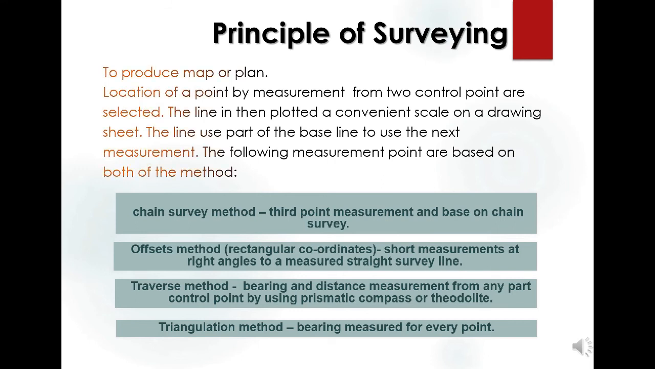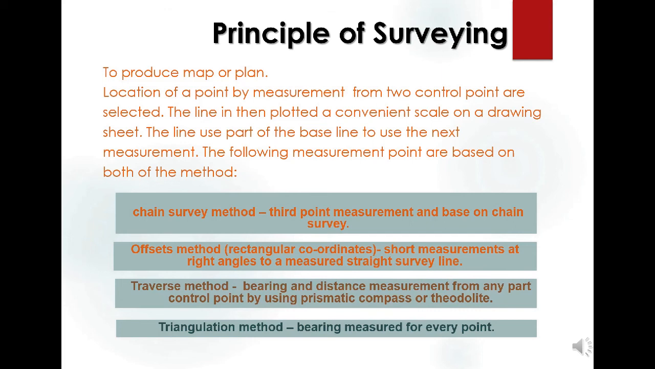Principle of surveying. The fundamental principles upon which different methods of surveying are based are very simple. To produce a map or plan, the location of a point by measurement from two control points is selected. The line is then plotted at a convenient scale on a drawing sheet. The line uses part of the baseline for the next measurement. The following measurement points are based on both of the methods.